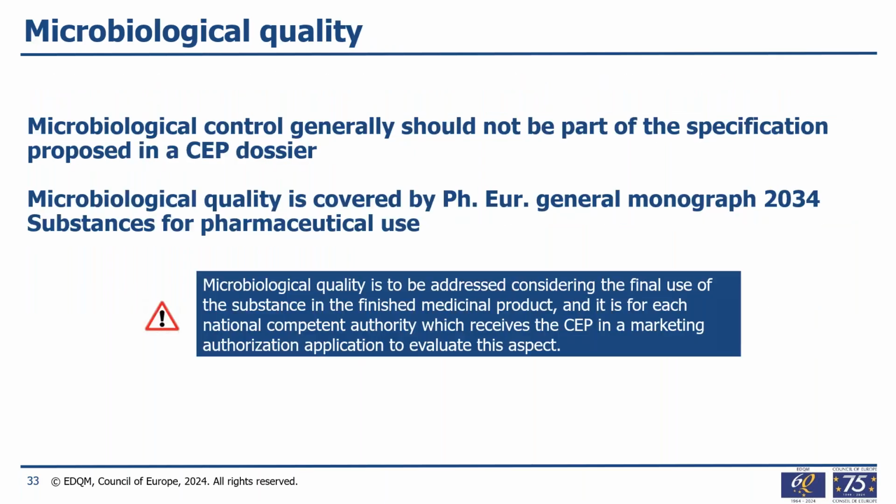About the microbiological quality. In general, if it's not foreseen by a specific EP monograph, microbiological control should not be part of the specification proposed in a CEP dossier. Microbiological quality is covered by General Monograph 2034, Substances for pharmaceutical use, and it should be addressed considering the final use of the substance in the finished medicinal product. And it should be evaluated by the national competent authority who receives the CEP in the marketing authorization application.